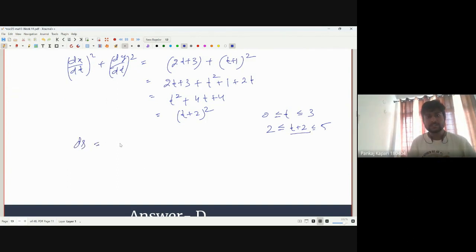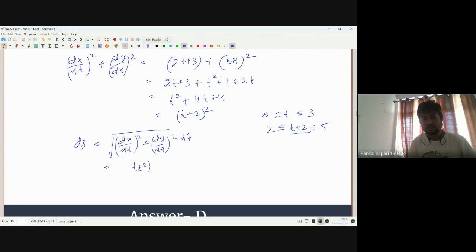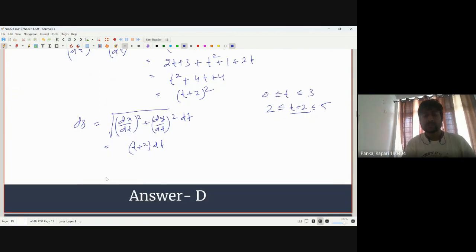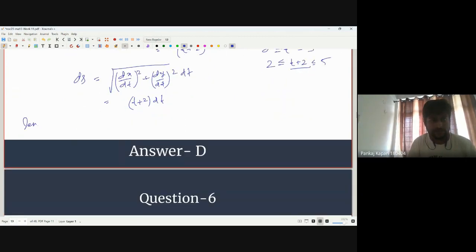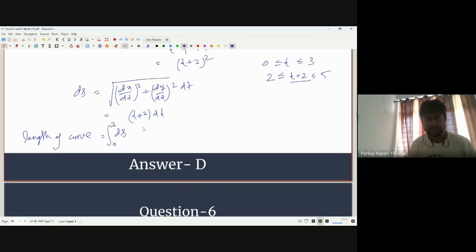So if you find ds, the ds will be dx by dt whole square plus dy by dt whole square to the power half, right? Under root. This is precisely, and there is a dt outside. So we'll get t plus 2 dt. Okay, and hence the length of the curve, which is integral of ds, where t varies from 0 to 3, is just equal to integral 0 to 3 of t plus 2 dt. Okay.